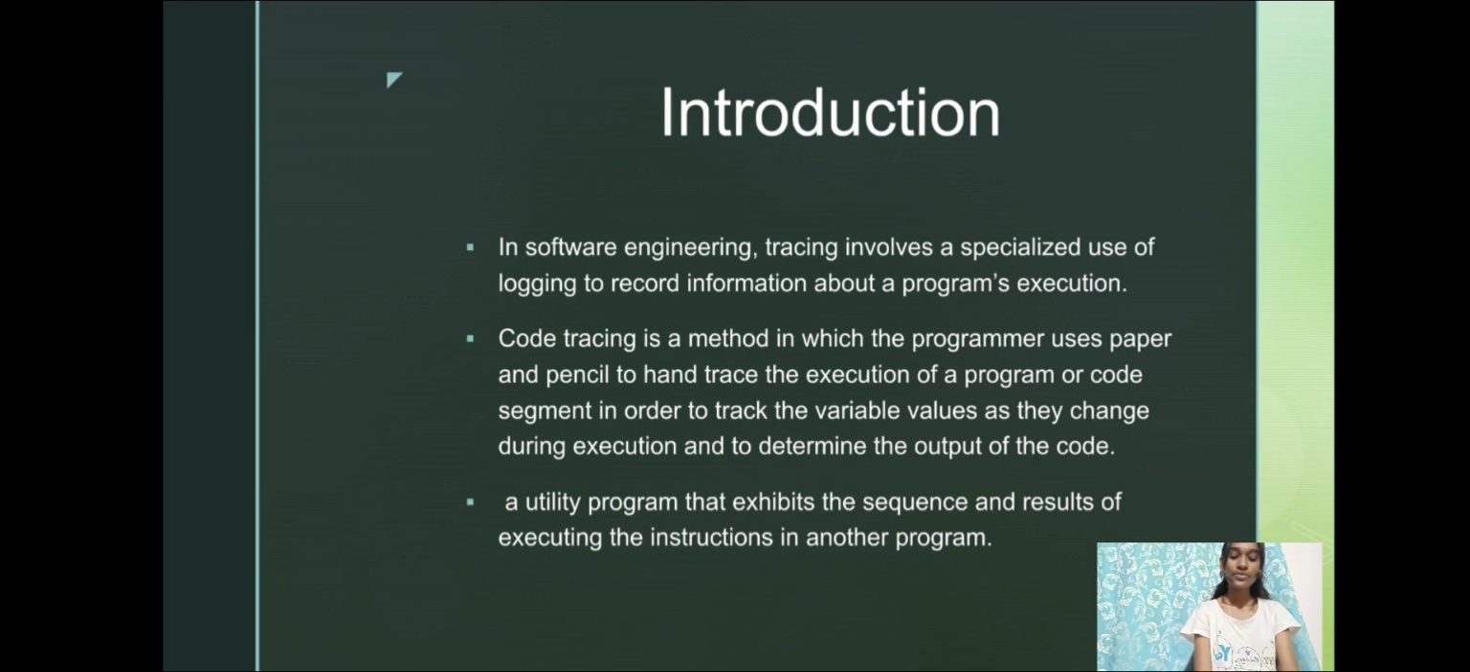Introduction to the program. In software engineering, tracing involves a specialized use of logging to record information about a program's execution. Code tracing is a method in which the programmer uses paper and pencil to hand trace the execution of a program or a code segment, in order to track the variable values as they change during execution and to determine the output of the code. So, it is a utility program that exhibits the sequence and the results of executing the instructions in another program.